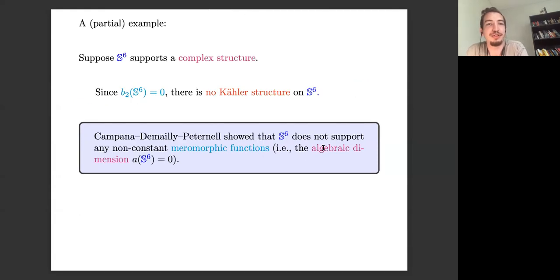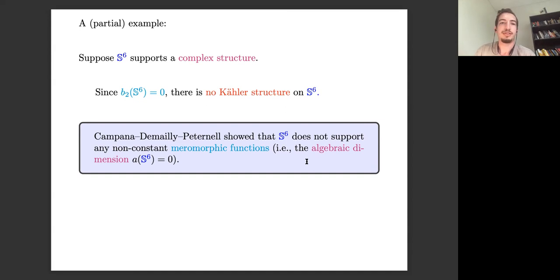Okay, let me speak about a little more interesting example. Let's suppose that S6 supports a complex structure. So it supports an almost complex structure, but let's suppose it supports an integrable one. So it happens to be a complex manifold. Since the second Betti number of S6 vanishes, it's certainly non-Kähler. And there's this result of Campana, Demailly, and Peternell, which says that it doesn't even support non-constant meromorphic functions. So the algebraic dimension of it, which is understood to be the number of meromorphic functions, happens to vanish. There are a number of facts that we know about S6, but this in particular says that it's quite far away from what we understand. For instance, if it was projective, its algebraic dimension would be equal to its dimension. It's quite far away from this.